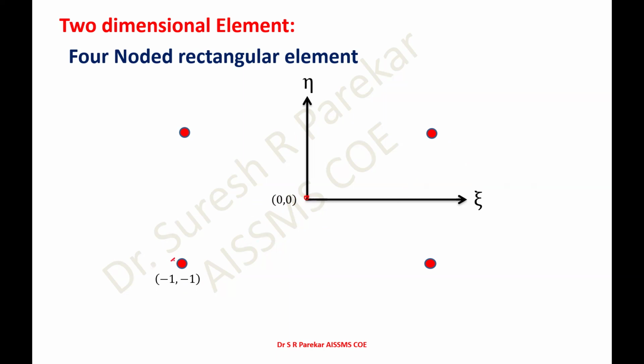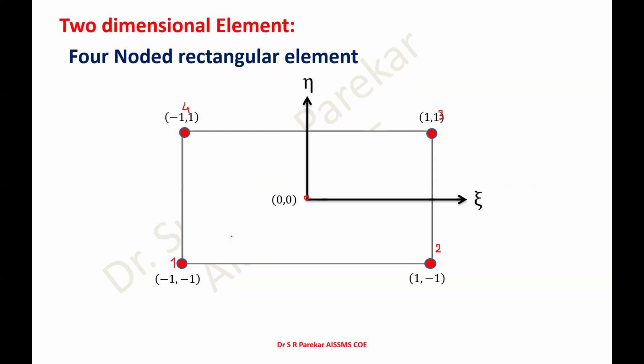So this is the first node, minus 1, minus 1. For node 2, we have 1, minus 1. For node 3, we have 1, 1. And for node 4, we have minus 1, 1. We connect these four nodes by elements and get a rectangular element with four nodes, with values minus 1, minus 1, 1, minus 1, 1, 1, minus 1, 1.